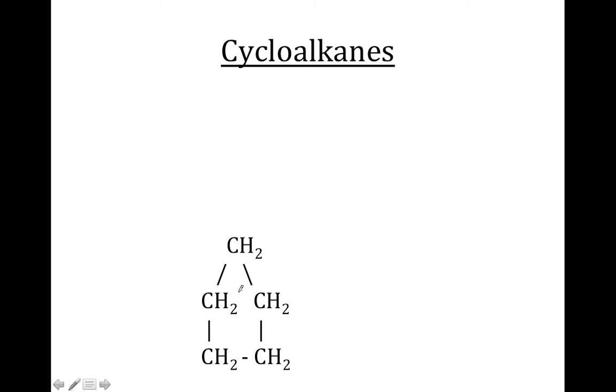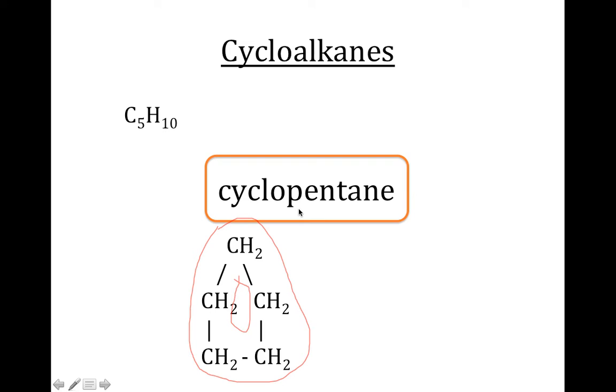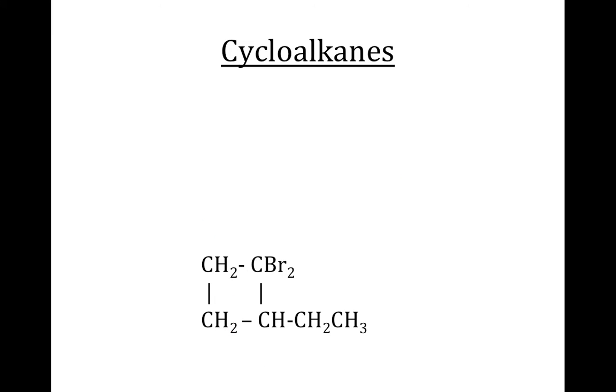Now, I guess we're not really making a sausage this time. We're kind of making a weird donut. And so here's our weird donut, and we have 5 carbons in there. And so it must be cyclopentane. So that was pretty easy.